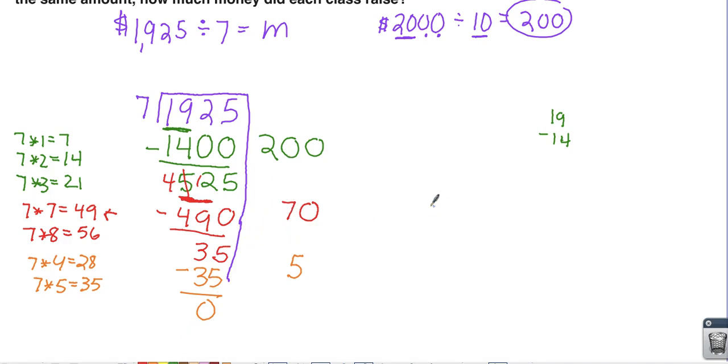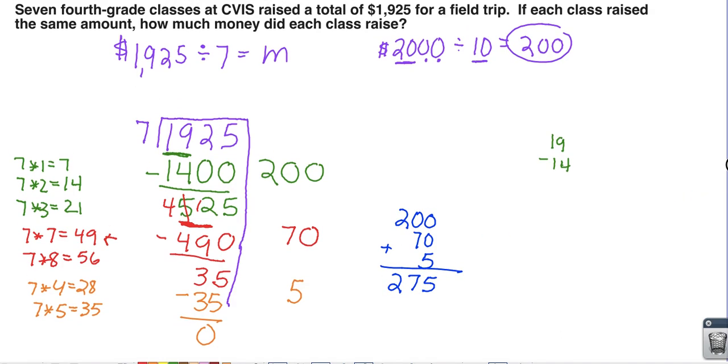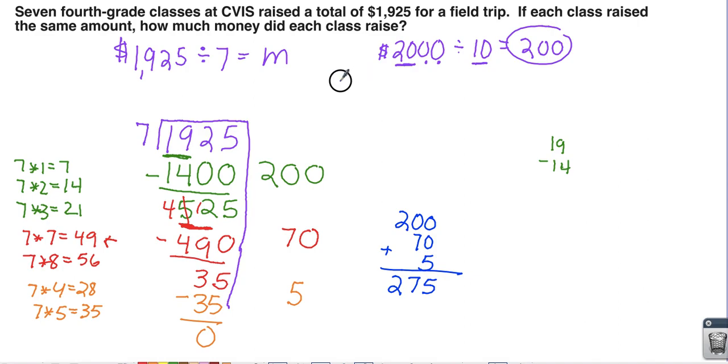Last step is to add up these parts on the outside. 200 plus 70 plus 5. My answer is 275. So if I go back up here, how much money did each class raise? They raised about $275, which is fairly close to my answer of 200, so it's probably correct.